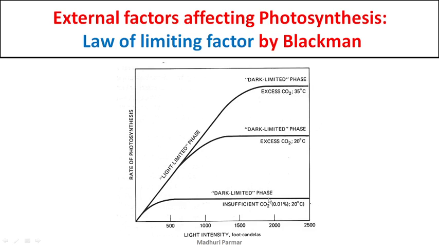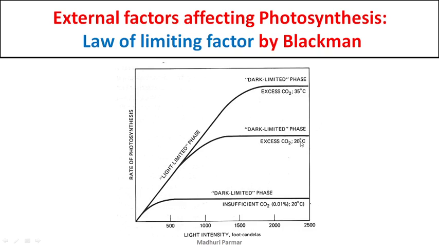In the first case, the limiting factor was carbon dioxide. In the second case, the limiting factor was temperature. And in the third case, there is no limiting factor. Clear? I hope this much was enough for you to understand this law of limiting factor. It will always be the factor which is at its lowest value.